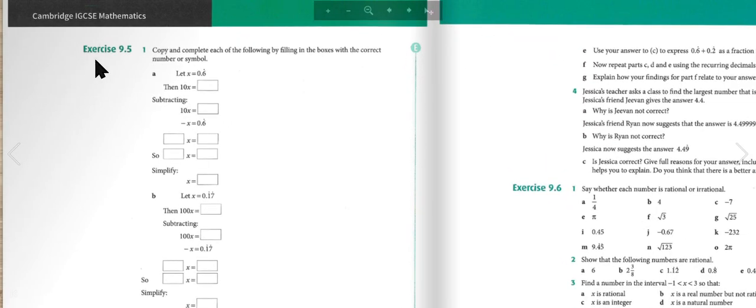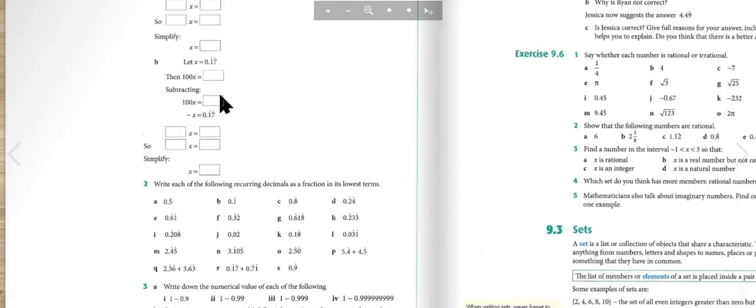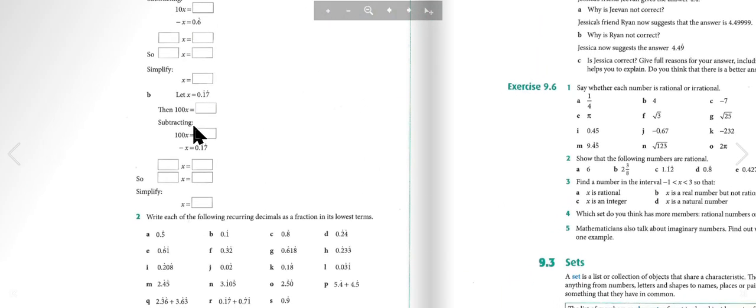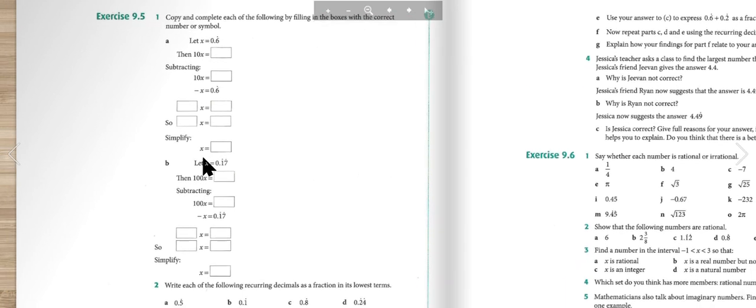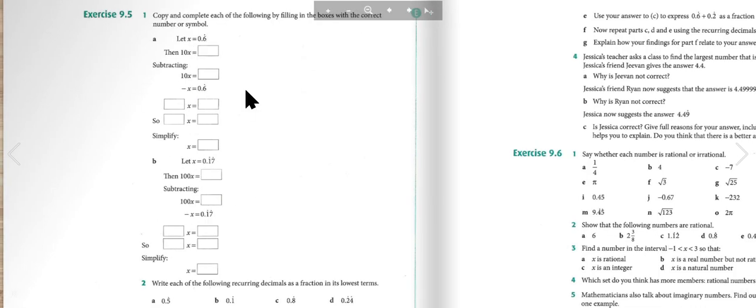Exercise 9.5. Copy and complete each of the following by filling in the boxes with the correct number or symbol. So, for part a, we get x equals 5/9. And for b, we get x equals 17/99 after we do the calculations.